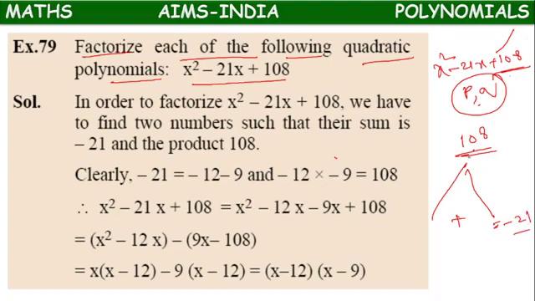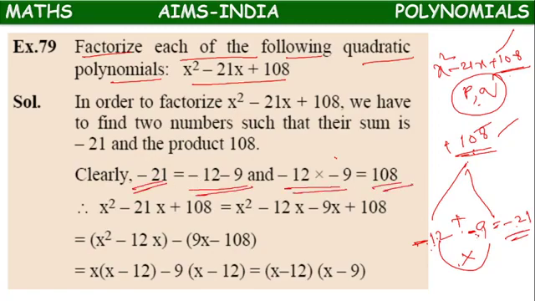Here, their sum is equal to minus 21. So what two numbers can we take? 12 9s are 108. 12 and 9 we can take. 12 9s are 108. Product means 108 will come. Adding, minus 21 should come. So 12 and 9 means minus 12 and minus 9. Minus into minus is plus, 12 9s are 108. Minus 12 minus 9 is minus 21. So adding gives minus 21, product gives 108. So these two numbers are satisfying. Minus 12 and minus 9 are satisfying the condition.